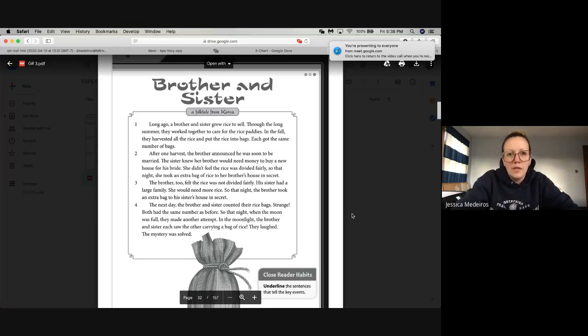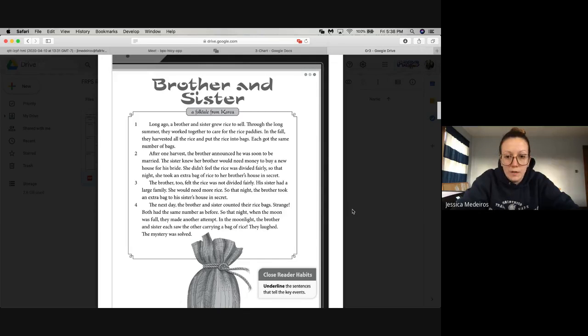Okay, here it is. Here's your folk tale called Brother and Sister, a folk tale from Korea. While you read, there's a little clue down here. If you have a paper copy of this story, you can underline the sentences that tell the key events. But if you're just looking at it on the computer, you can write down the sentences that tell the key events. When you're ready to read, pause this video. When you're done reading, press play.